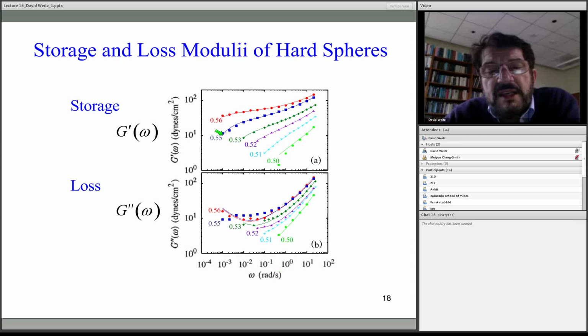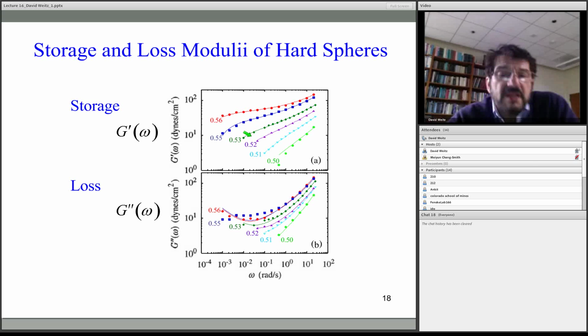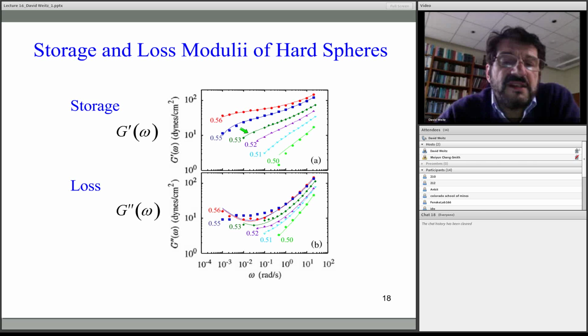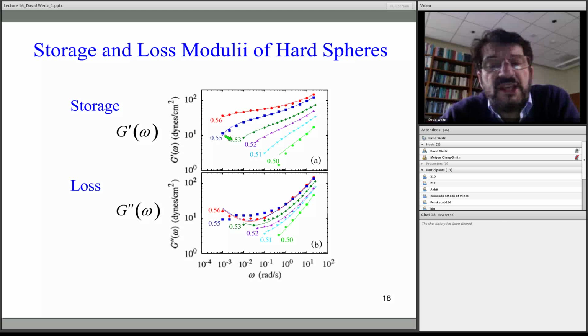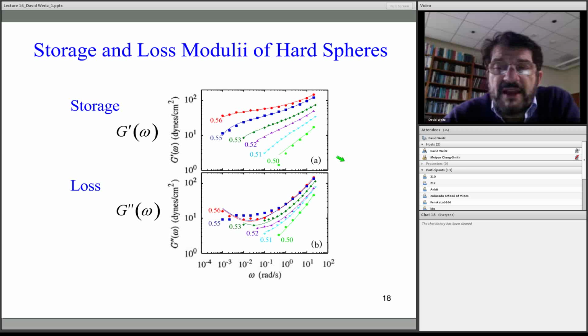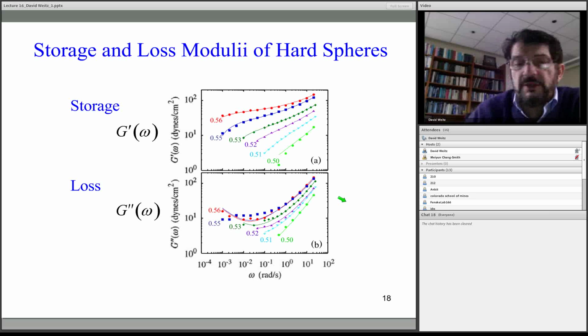Notice that the elastic constant is actually quite a bit larger than the viscous component, and is essentially, not completely, but essentially becoming independent of frequency. That's the signature of a solid-like behavior. At long times, you still get this relaxation, and of course, at short times, you become dominated again by the fact that these are in a fluid.